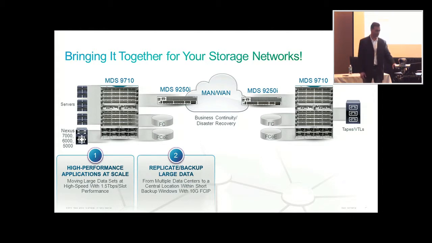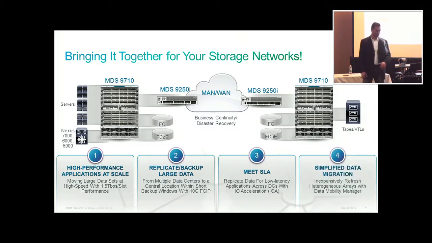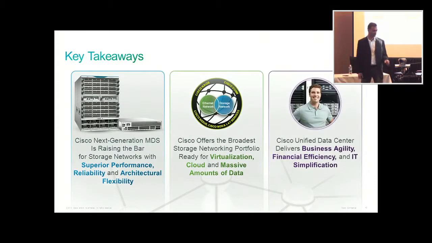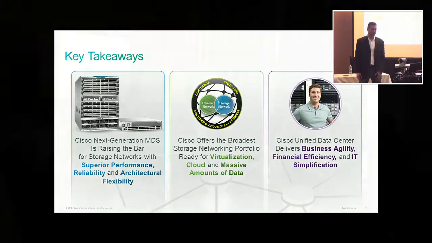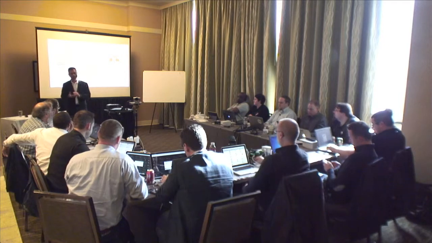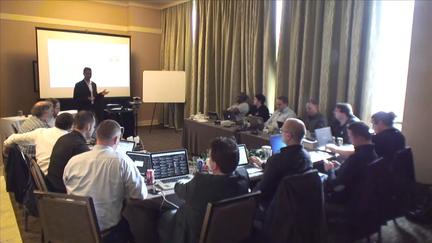With the 9250i, you can replicate and back up your data at 10 gig FCIP. You can meet low latency for synchronous applications with I/O acceleration, and then do data migration across different arrays, heterogeneous arrays. So that's it for the presentation. And again, from Cisco, we are heavily investing in Fibre Channel, and we're focusing on performance, reliability, and flexibility.